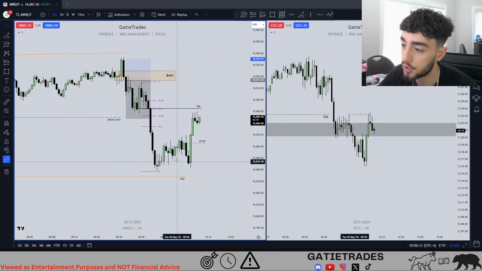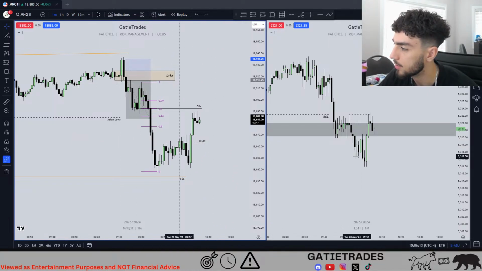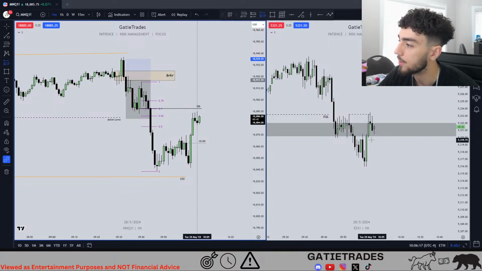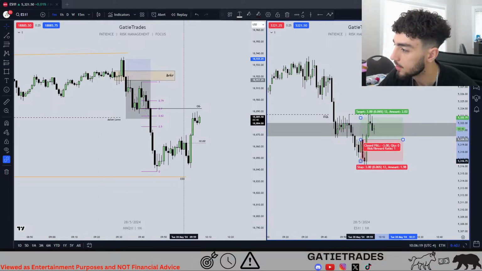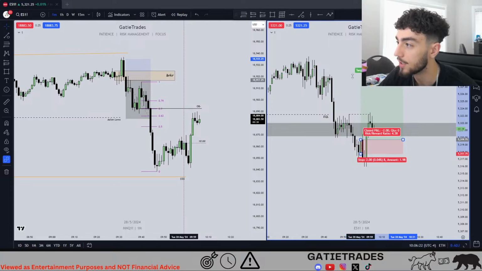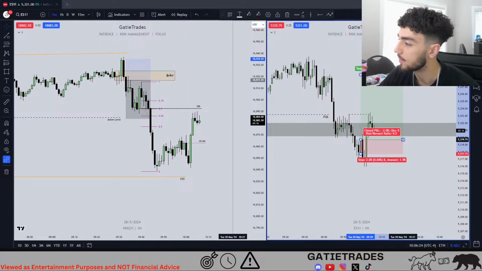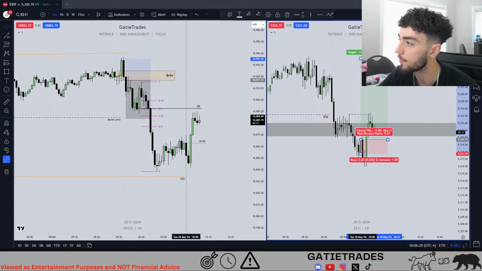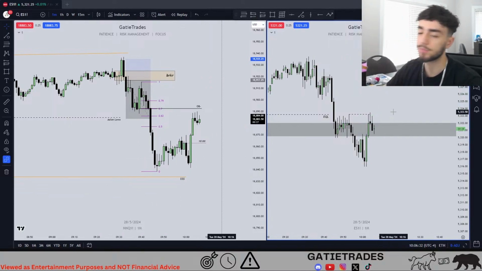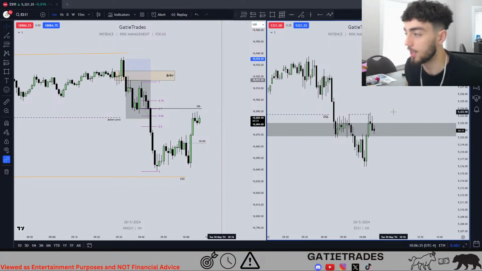You could have probably found an entry right here. I think there's a breaker somewhere in here. Low high. Yeah, there's a breaker. This breaker right here. It's definitely tradable. If that's your setup, that's your setup. You can target 9 a.m. high. There is a breaker in there. Breaker, SMT, 15-minute low swept. Yeah, it's not a bad trade for sure.